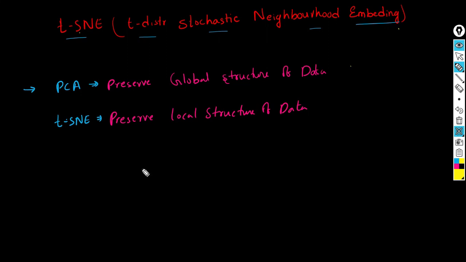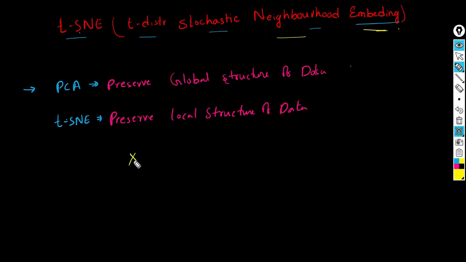For example, how it preserves the local structure of the data, that we will see. Here we are going to use the neighborhood approach and the embedding. Because of these two things we are going to preserve the local structure of the data.